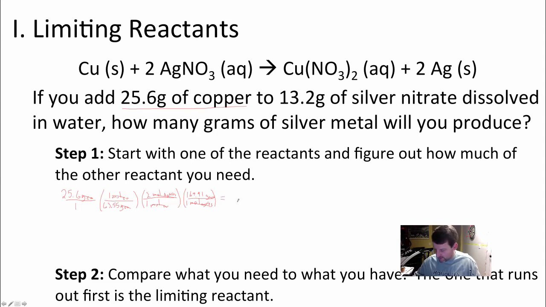All right, so to do this math, we start with the 25.6, as always. The next number is on the bottom, so we divide by 63.55. The next number is on top, so we multiply by 2. And this number's on top, so we multiply by 169.91. We have three numbers, so that's all we really need there. So it ends up being about 137 grams of silver nitrate.